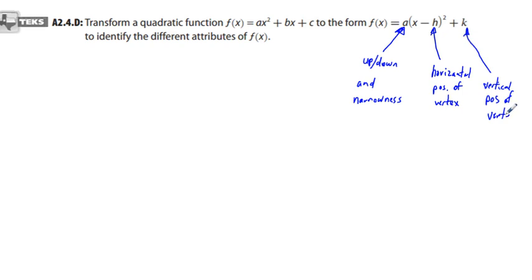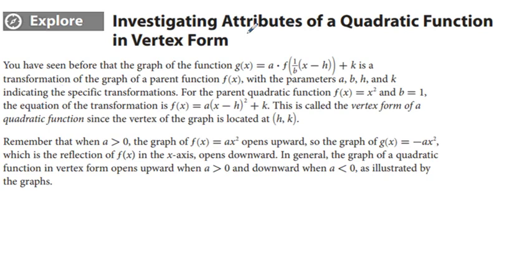And this form here is quite familiar to what we went through when we looked at chapter 2, which was for absolute value functions. Same format: an a, an h, and a k. Next, investigating attributes of a quadratic function in vertex form. The vertex of the graph is located at the coordinate pair (h, k). So if we can find what h and k are, we can find the location of the vertex.